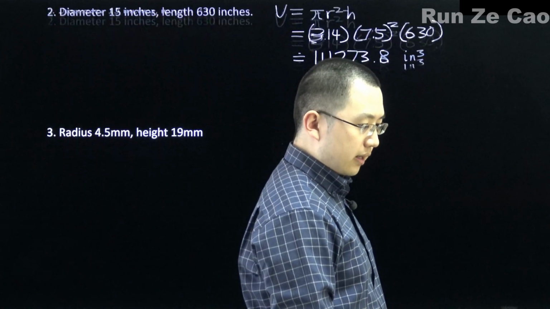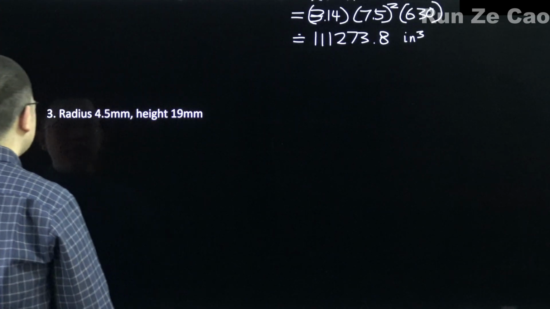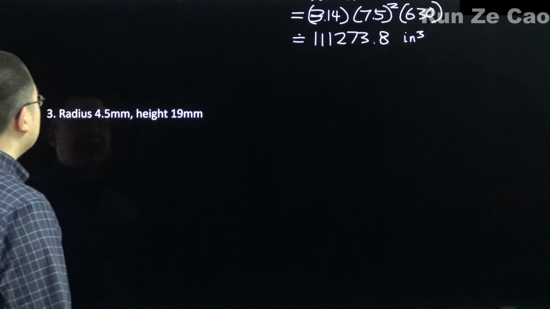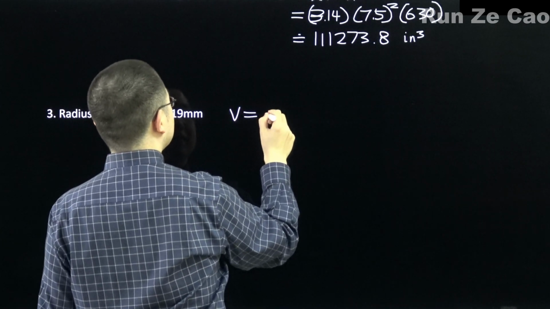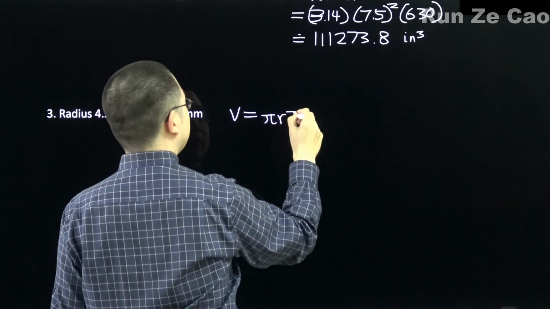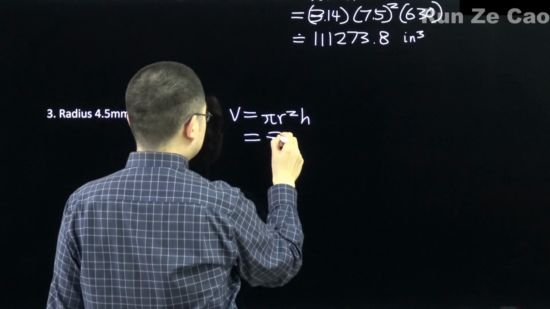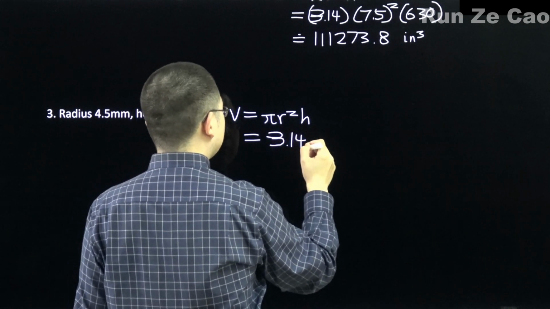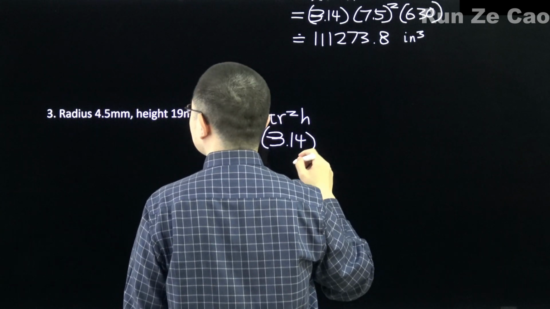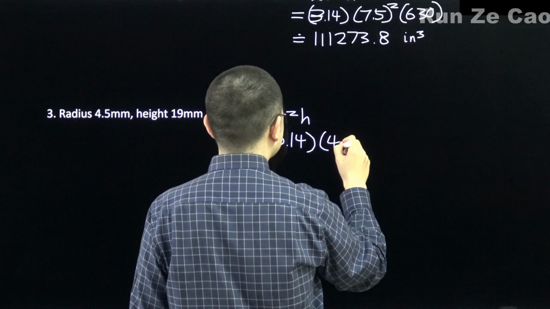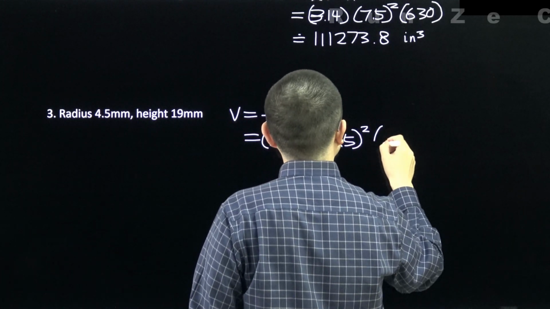Let's say the next cylinder has a radius of 4.5 millimeters and height 19 millimeters. So the volume is equal to pi r squared h. And that's going to be 3.14, which is what we're using for pi. And then r, I'm just so used to writing exact values. Oh well. Squared, and then h, 19.